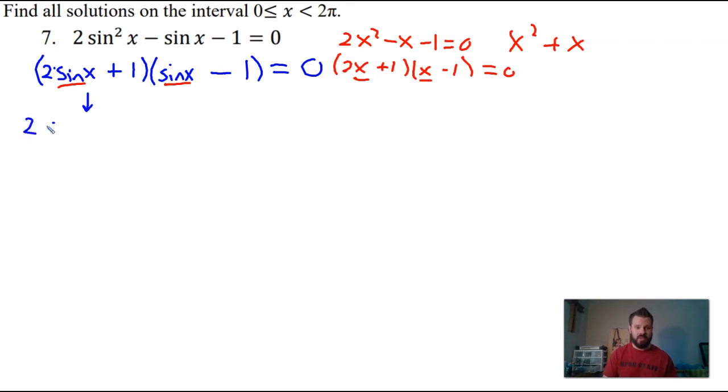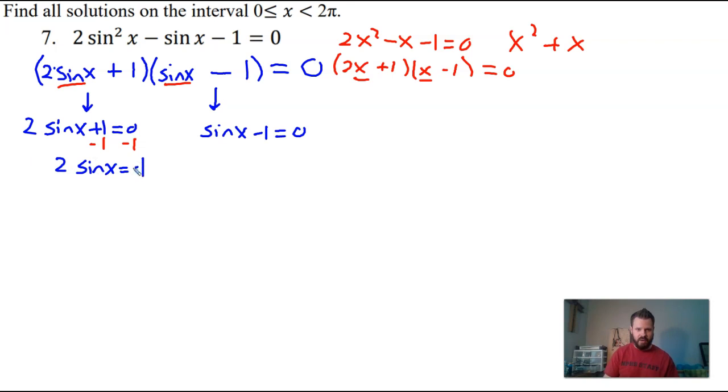So now I want to solve 2 sine x plus 1 equals 0, and then also sine of x minus 1 equals 0. Let's do that. 2 sine x plus 1 equals 0. We'll subtract 1 from both sides, that'll give me 2 sine x equals negative 1. I'm going to divide both sides by 2, and that'll give me sine x equals negative 1/2. Okay, so there's my simple trig equation. We'll graph that out.